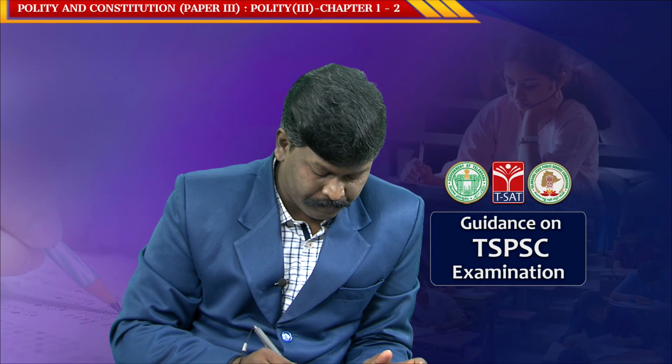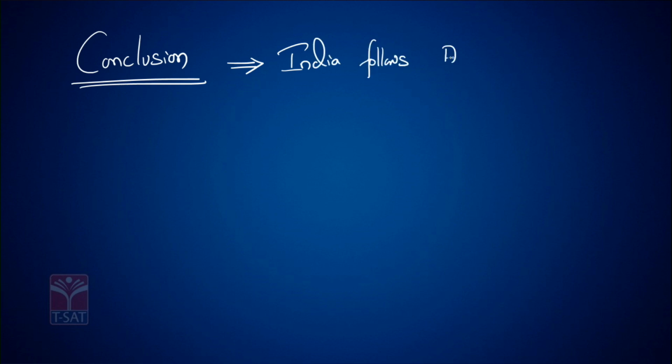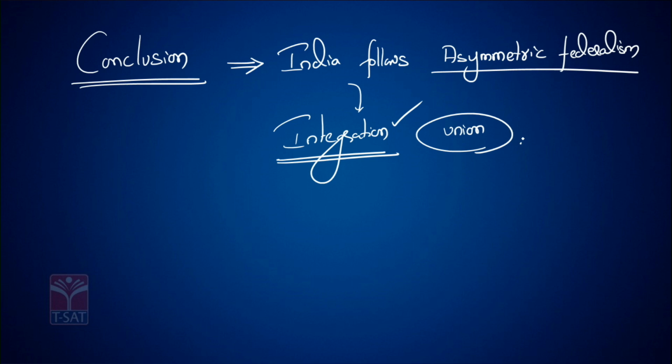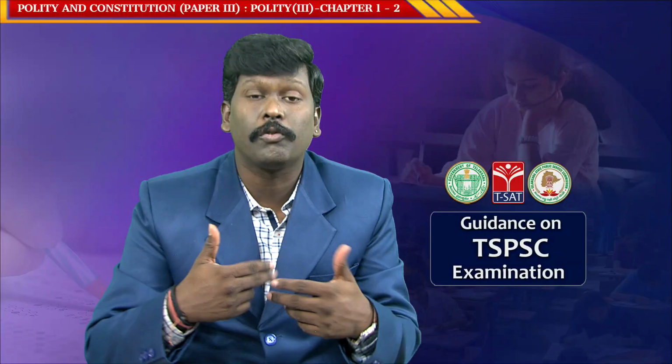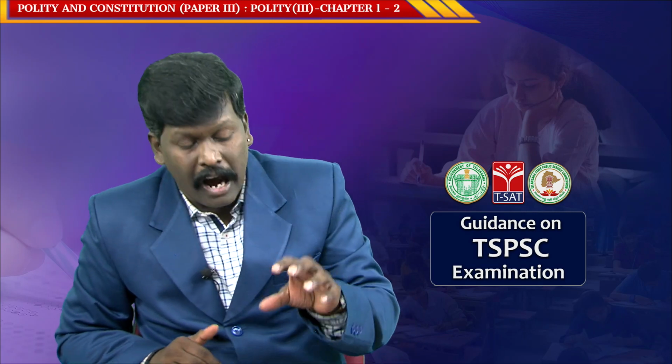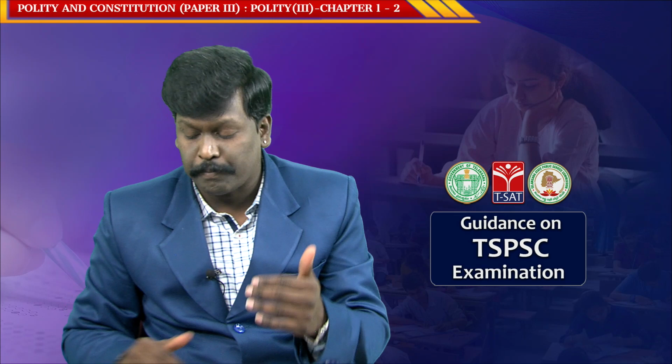Then in the conclusion, you need to say that India follows asymmetric federalism, to bring integration for the country, to ensure there is an integrated India, the Union plays an elder-brotherly role and ensures that the Union is supreme, the Union is more powerful, even though we have a federation. So this is the answer you need to focus on for this particular question.